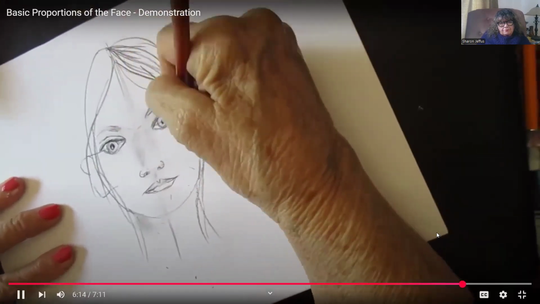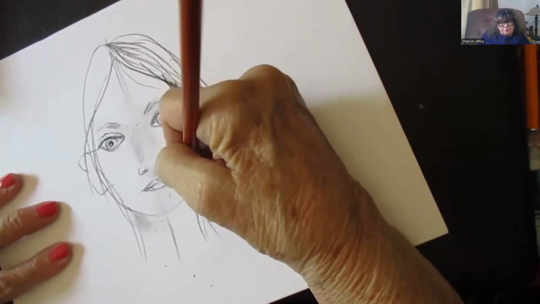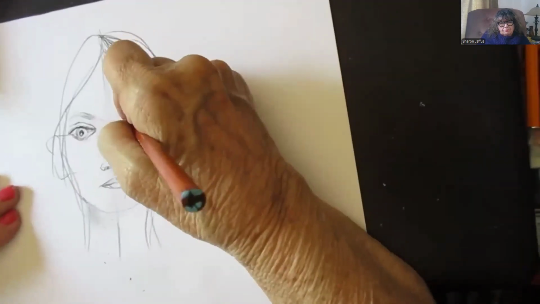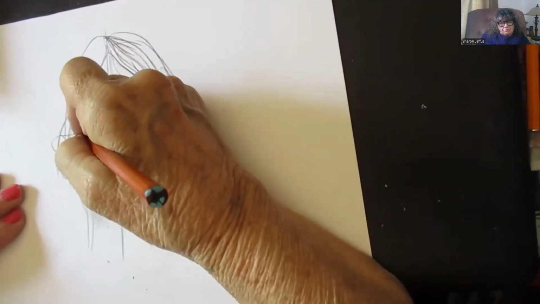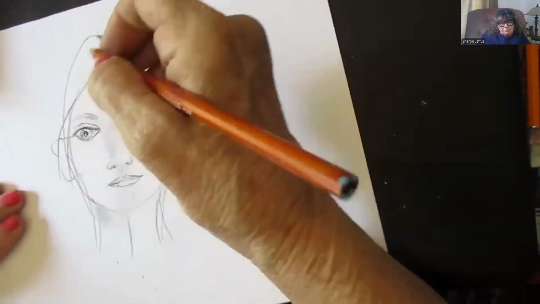Always darker around the face. We could put color in the eye. But as we're working, I want you to do the classic proportions of the face.